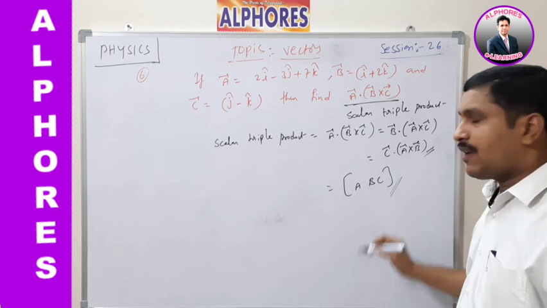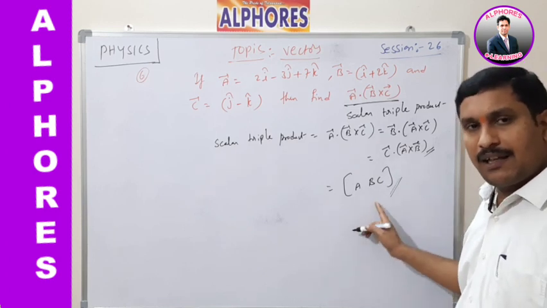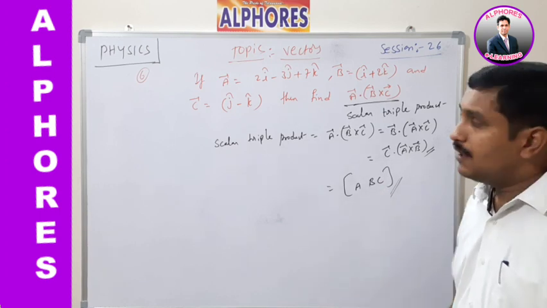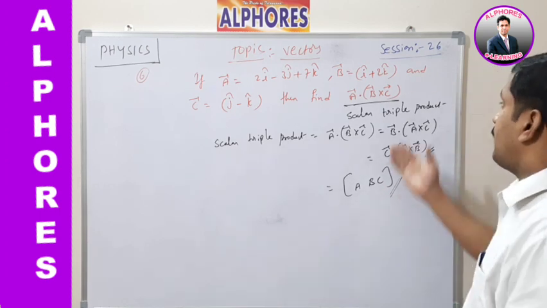So this is the volume of a rectangular parallelepiped. It can be denoted by... okay, the volume of a parallelepiped. Now listen carefully. Now I have to find this value.